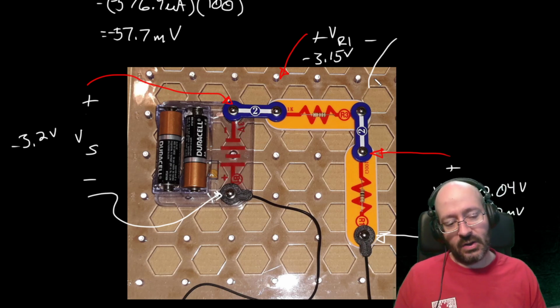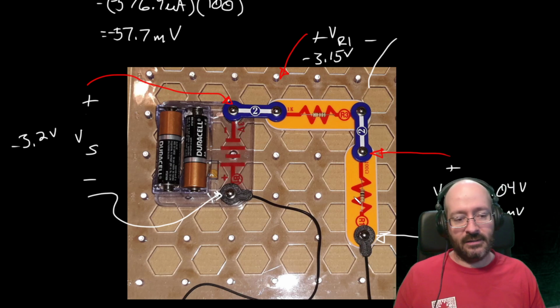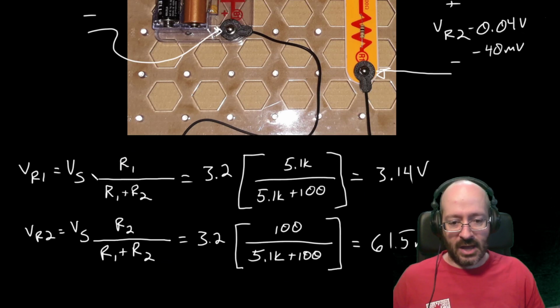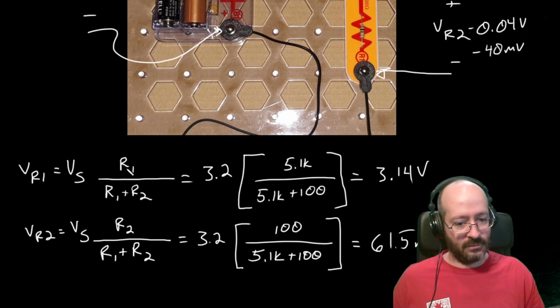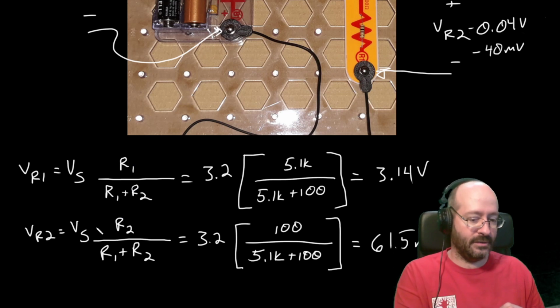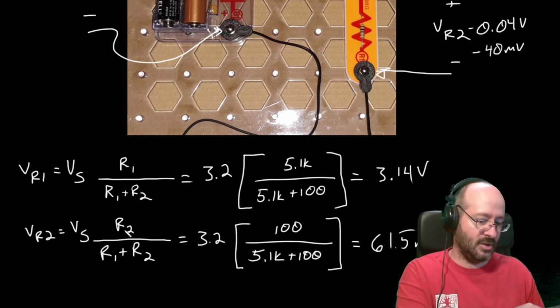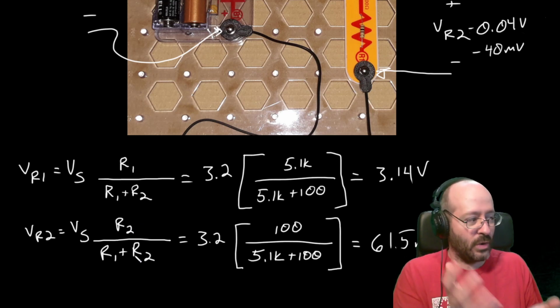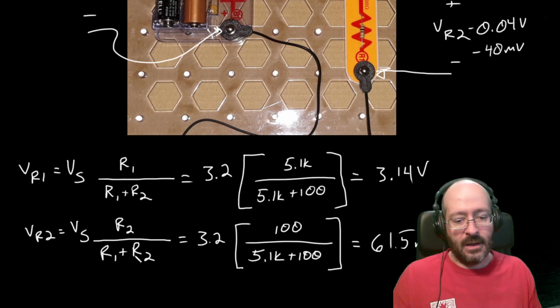But the way that these two add up is dependent on the resistances and the ratio between those resistances. So if I want to figure out how much voltage is across one of the resistances, I've got that resistance in the numerator and the sum of the two in the denominator. If I want to figure it out across the other one, I've got the other resistance in the numerator and the sum of the resistances in the denominator.